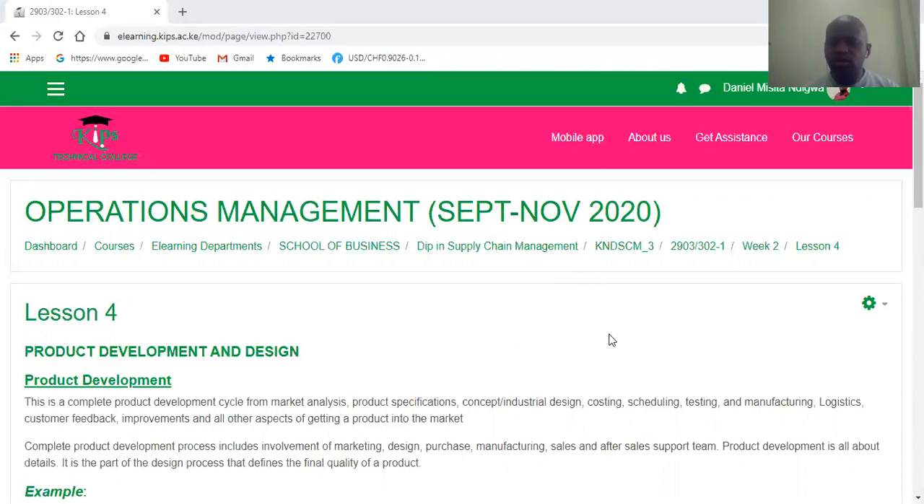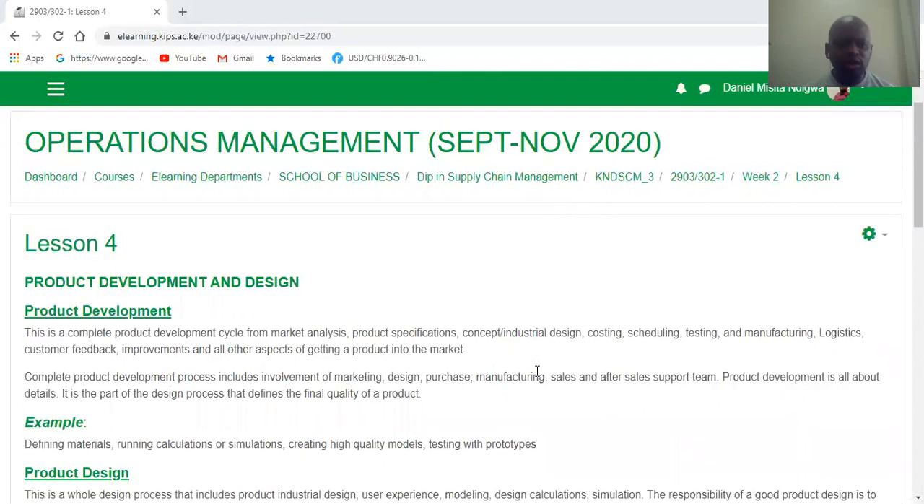scheduling, testing, manufacturing, logistics, customer feedback, improvement, and all other aspects of getting a product to the market. So the complete product development process includes all those activities.